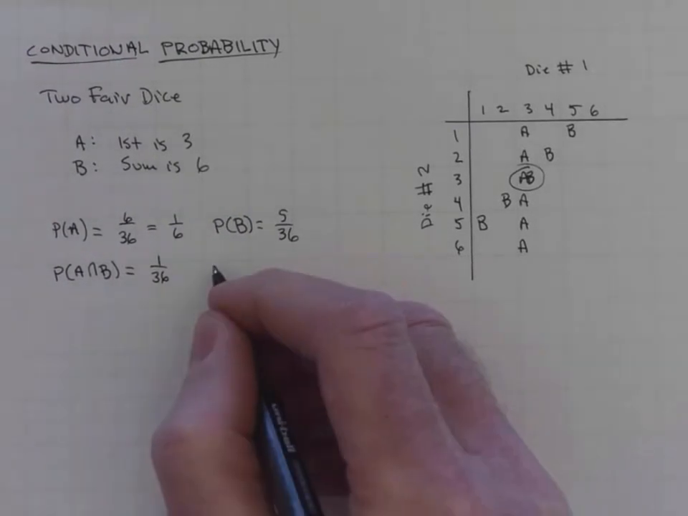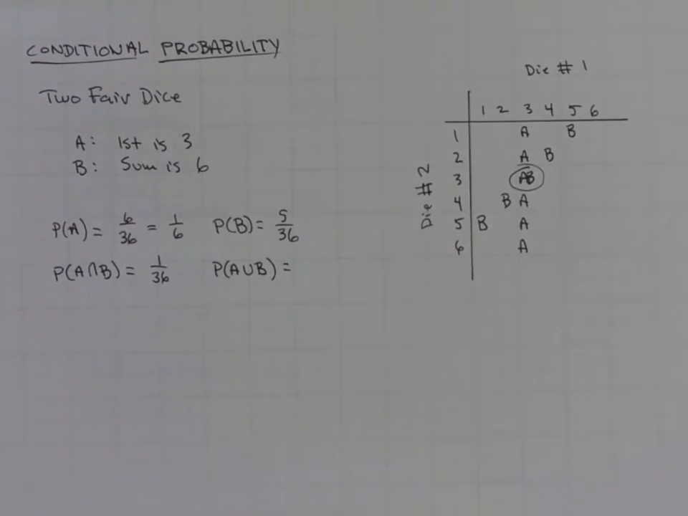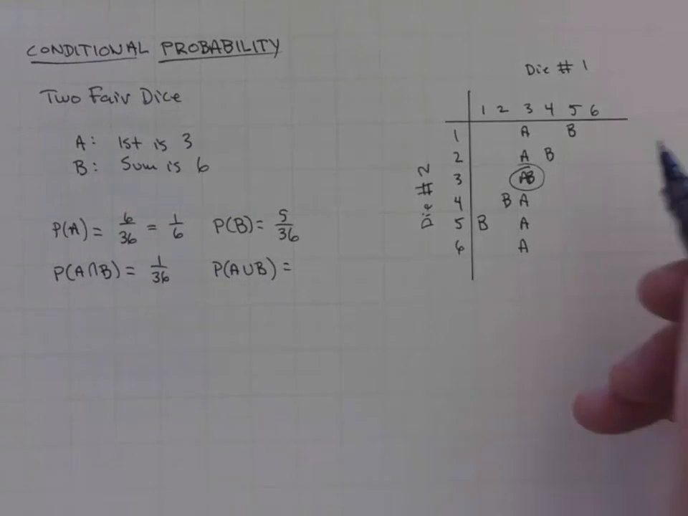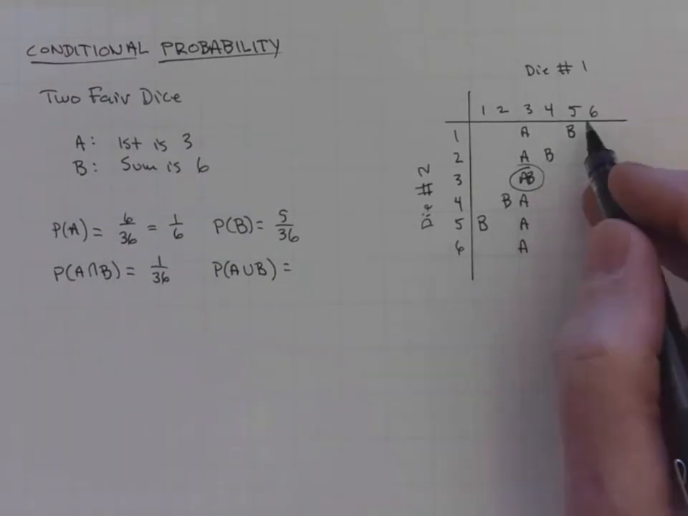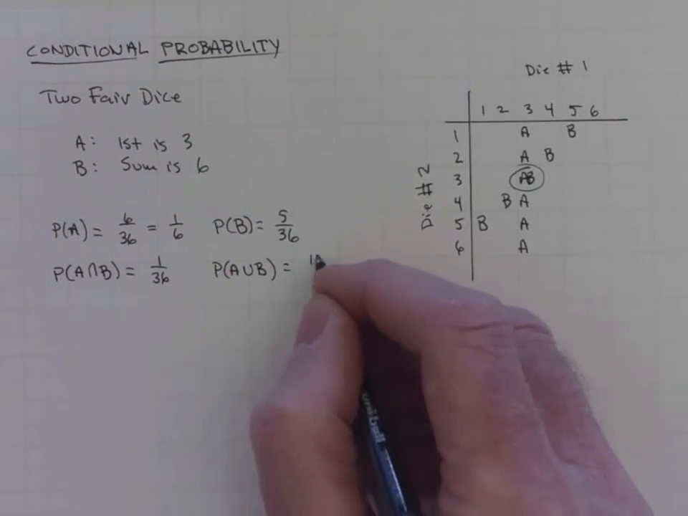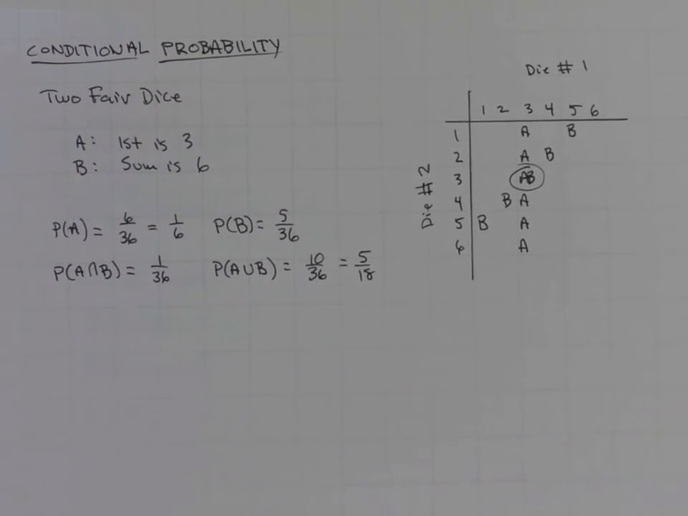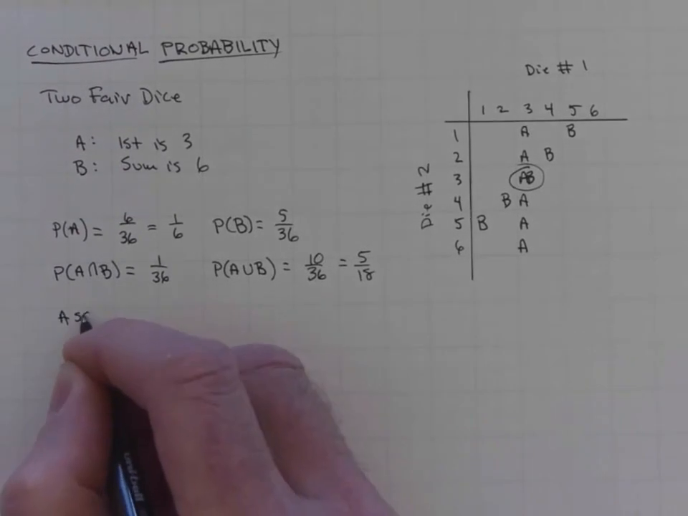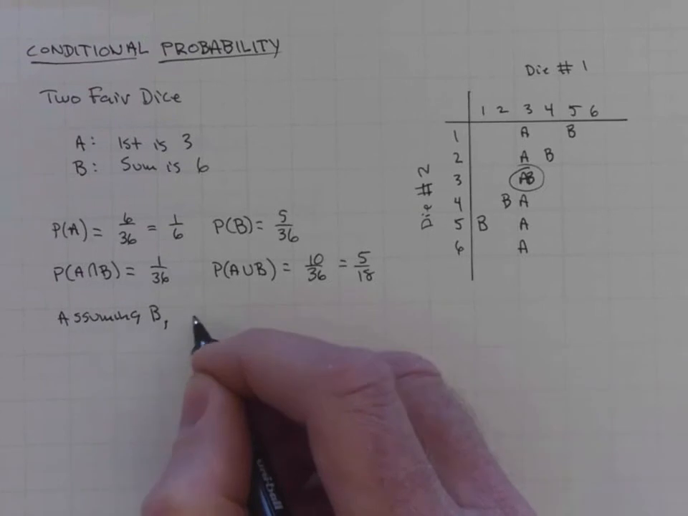We could ask about the probability of A union B, A or B. That would be all the outcomes that involve A or B or both, but everything counted only once, and so we've got these 6, 7, 8, 9, 10 altogether out of 36, which is 5/18 if we're reducing. But now we're going to ask a question of a kind we haven't asked before, and that is that assuming that B has occurred, what is the probability of A?